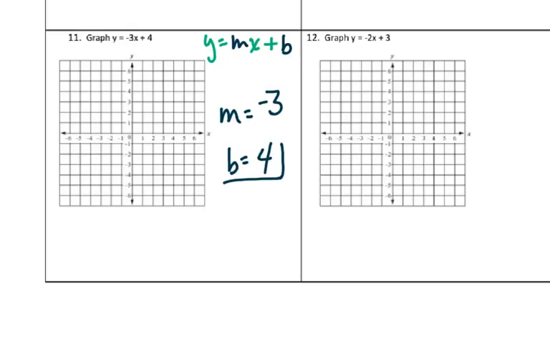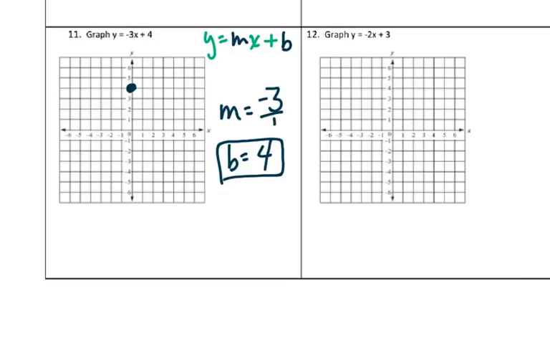So we always begin at the y value of 4. Always begin on your y-intercept. Y-intercept is a 4. M stands for move. It needs to be a fraction, so I put it over 1.